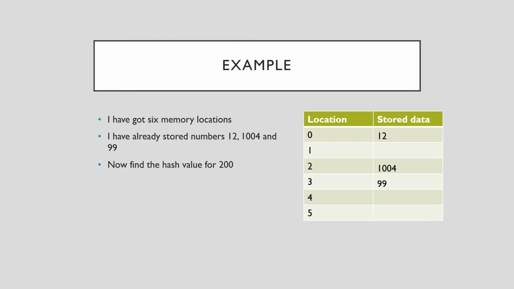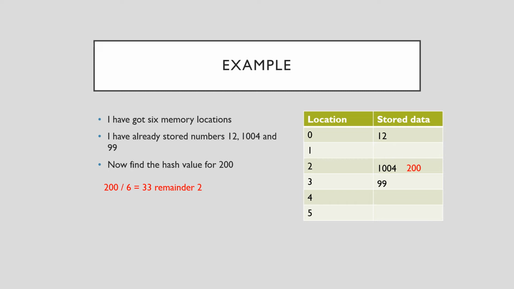So here's an example. We already looked at this in previous lessons. I've got 6 memory locations. I've already stored the values 12, 1004 and 99. Well, supposing I wanted to store the value 200. Let's hash that. 200 divided by 6, the number of storage locations, is 33, remainder 2. It's the remainder value that we need. So 200 should be stored at location 2, but there's already a value there.